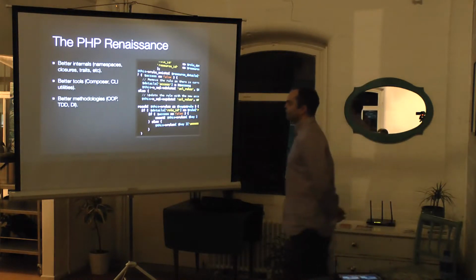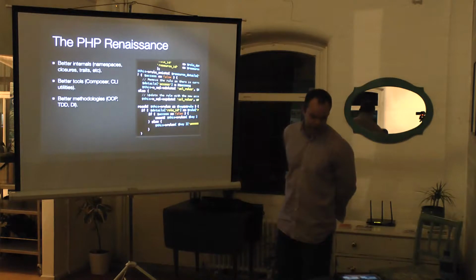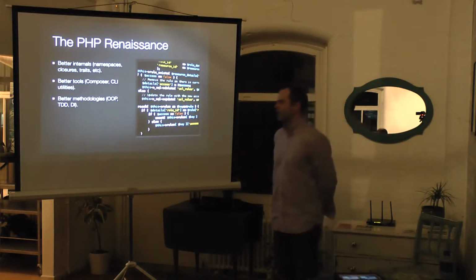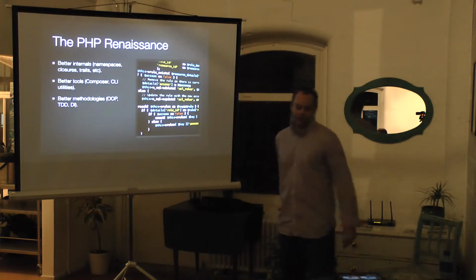Better methodologies. The quality of the OOP code now is a lot better than it was in the early days. Test-driven development has become a big thing. That's just standard unit testing. And DI, dependency injection, as well. Makes it again easier to bring in external libraries, things like that. It's all come together, really.